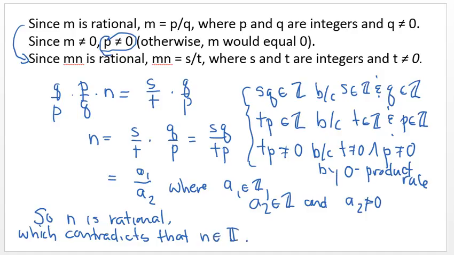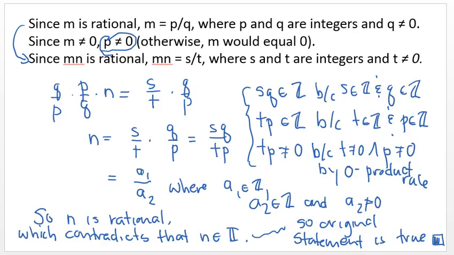So, since we assumed the negation was true, that led to a contradiction. So our original statement must be true. A little box just to show that we finished the proof.